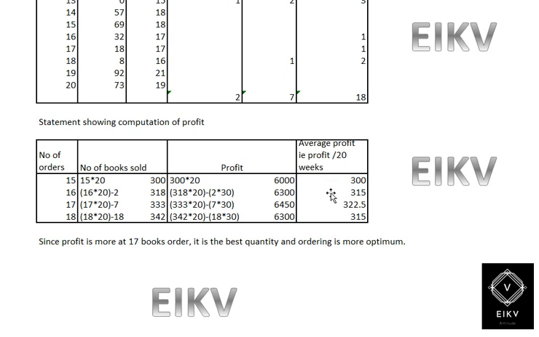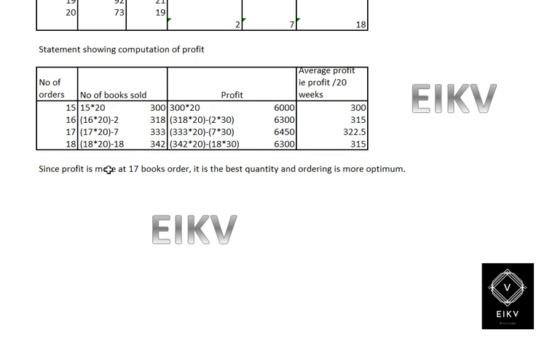So when we check all among these four options, we can find that the option of 17 is the best option. Since the profit is most on 17 books or the 17 book orders, it is the best quantity, and ordering is more optimum.